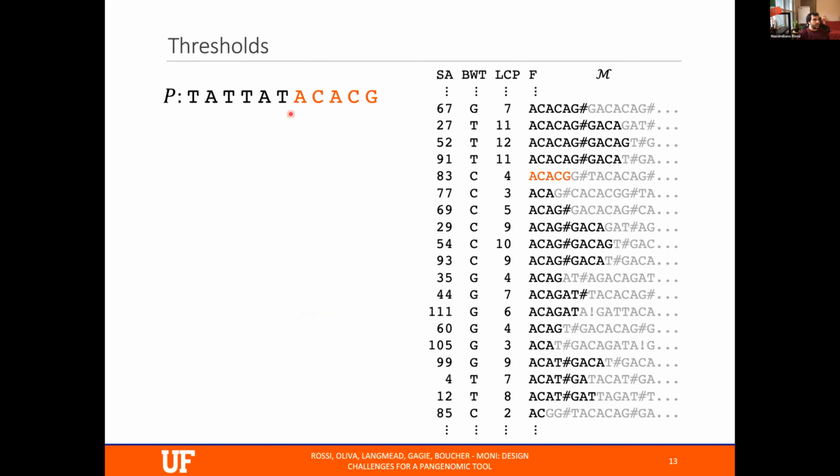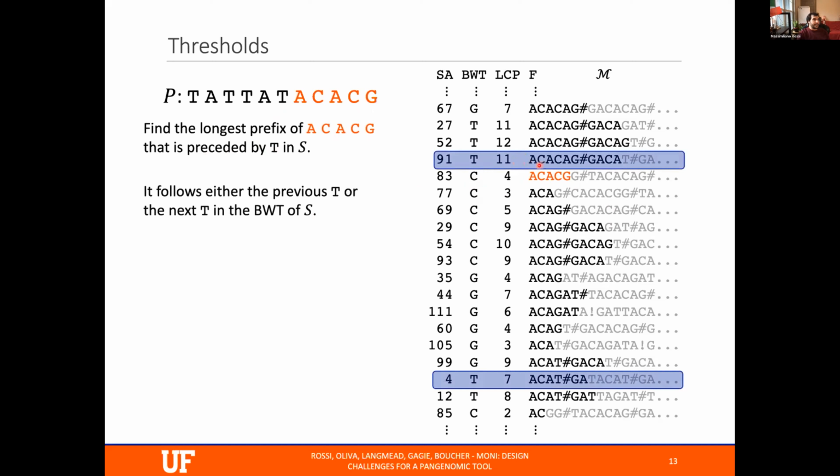And now what we would like to do is extend this pattern one position before. So we want to include this T, but TACACG does not occur in the text because the only occurrence of ACACG is preceded by a C. So to continue the matching, we would like to find the longest prefix of ACACG that is preceded by a T in the text.